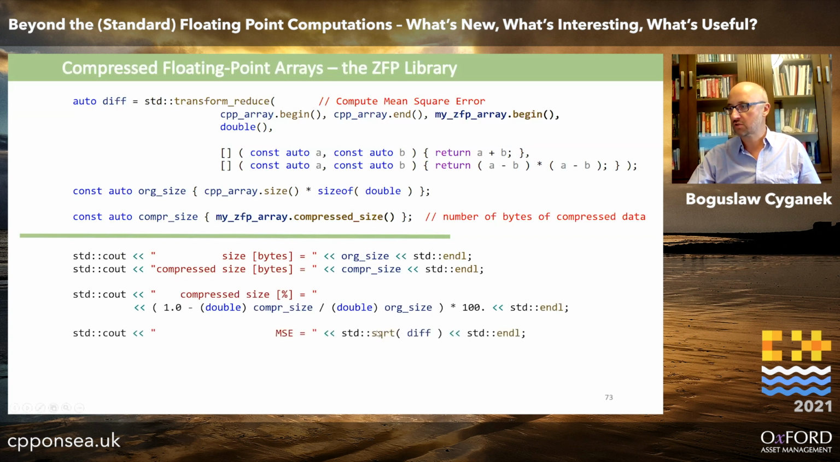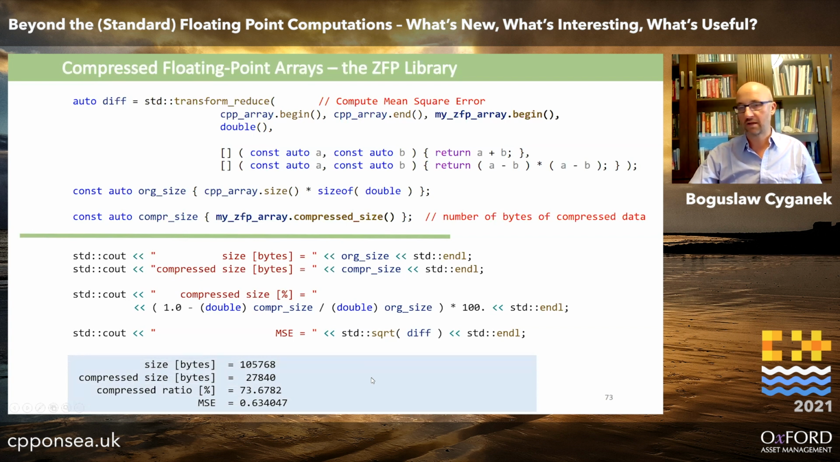Let's do some computations. We compute the square root of the difference, and the results are like this. So the interesting thing is that with the compression of 73%, we have MSE 0.63 for this range of minus 123 to 123. Is it good or bad? Well, depends. But in many cases, such compressions are worth considering. But well, let's control the precision and dynamics.